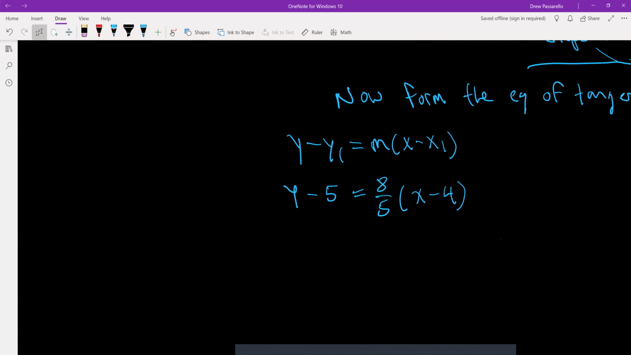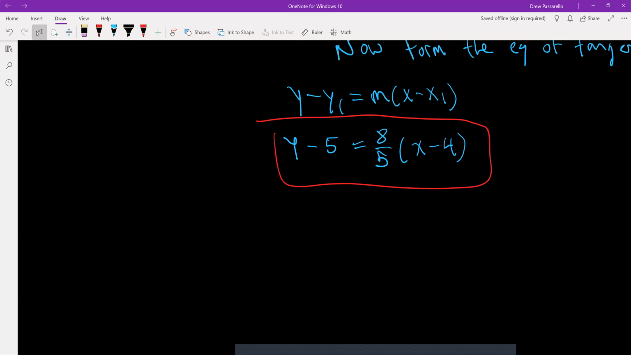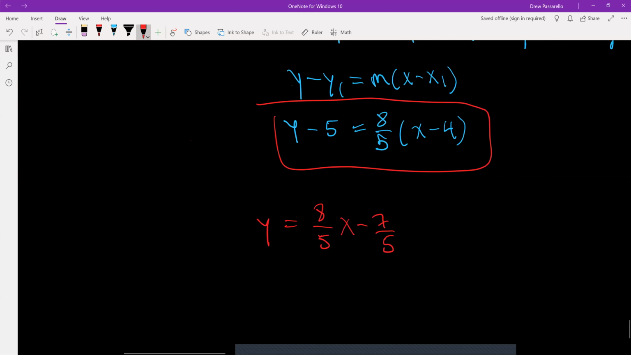All right, and that's going to be the answer. That's the tangent line. And again, this is point slope form for it. You could rewrite this in slope-intercept form. If you put this in slope-intercept form, you'll get y equals 8/5 x, and then minus 7/5. So that's another possible answer.